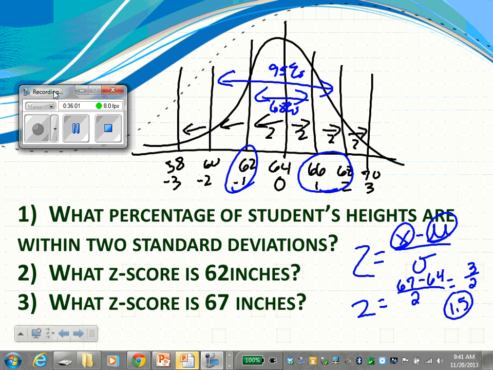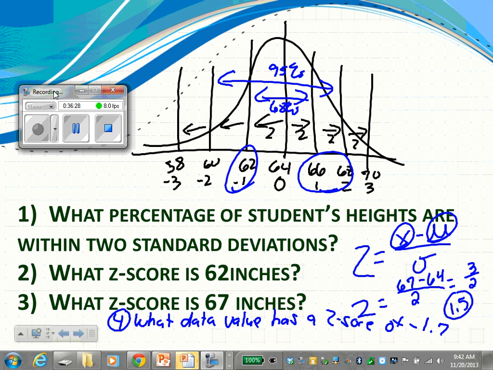Question, I'm going to add a question. Question number 4. Let me write it down here. What data value has a z-score of negative 1.7? What data value has a z-score of negative 1.7? Figure that out for me.